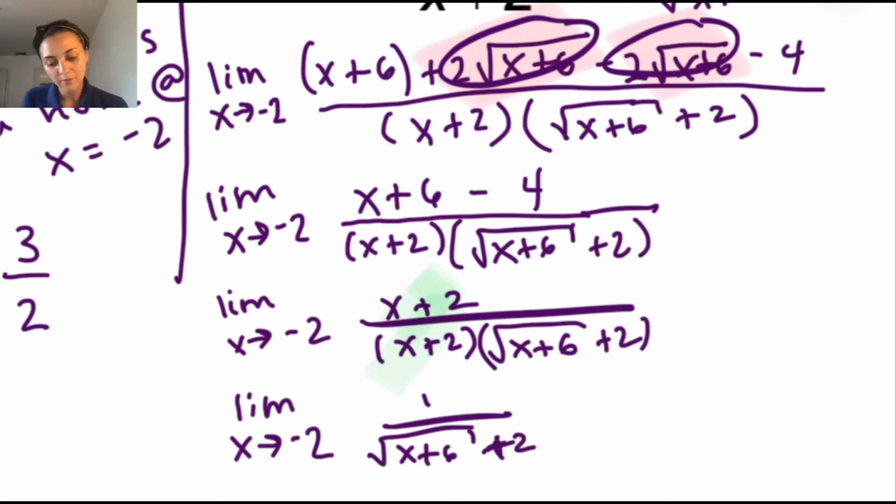So whenever you're rationalizing, it should end up really nice where these things cancel out. If that doesn't end up happening, you made an algebraic mistake. So this should always work out nice where what you want to cancel out cancels out. So now I can finally plug in my negative 2.